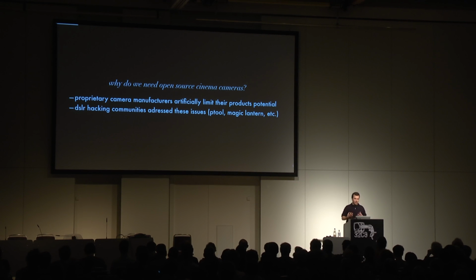And DSLR hacking communities have been targeting this for quite some time. Just to give you a few examples, maybe some of you know the Magic Lantern project, which is a project that tries to create an alternative firmware for various Canon cameras, trying to make them also available for video and for other issues and tools and usages that were not actually intended. And there is actually to this date, except our project, no professional open source solution for video cameras available.